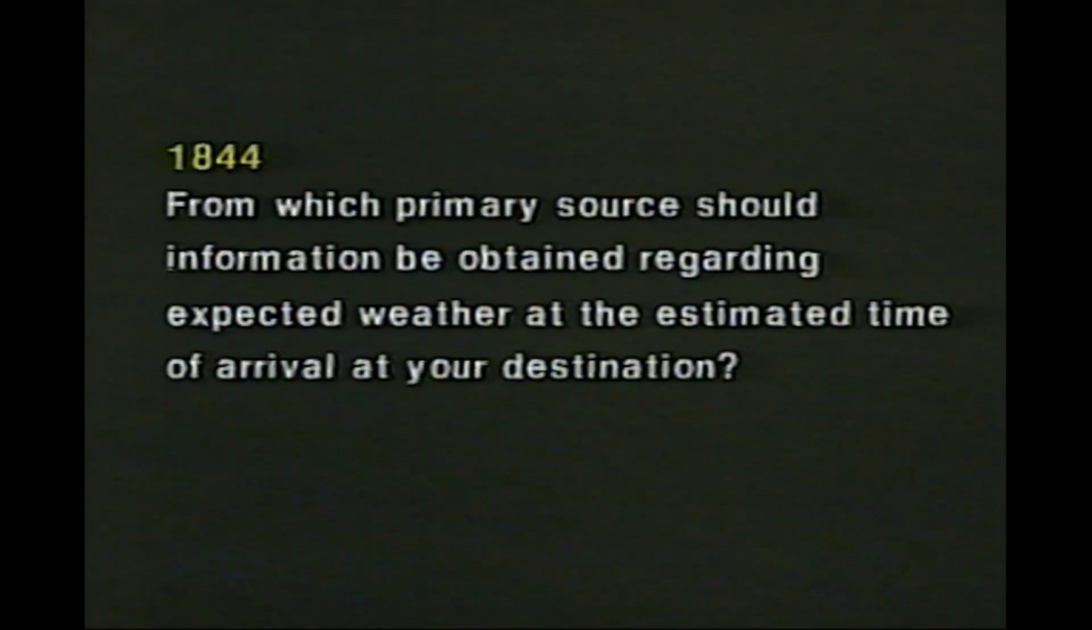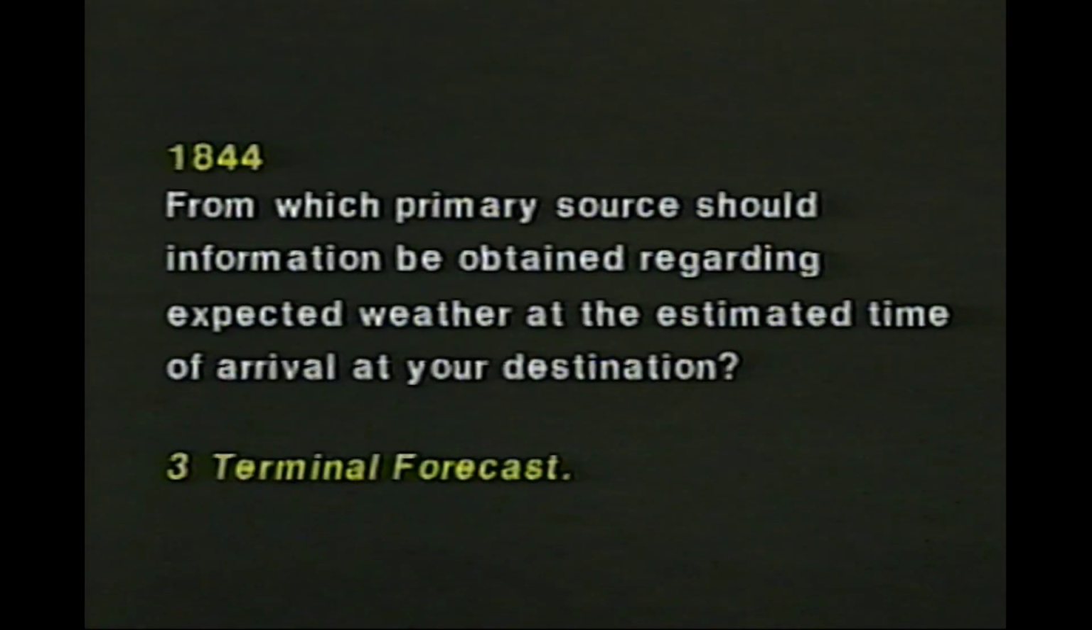844. From which primary source should information be obtained regarding expected weather at the estimated time of arrival at your destination? We're talking about at your destination and expected weather, so a forecast. So what we're looking for then is a terminal forecast, answer number 3. Now we'll look at some weather reports and forecasts, starting with question number 845.